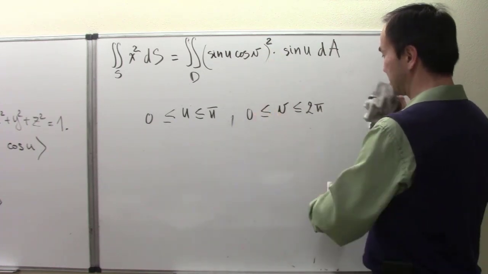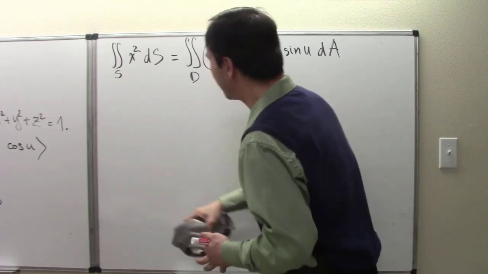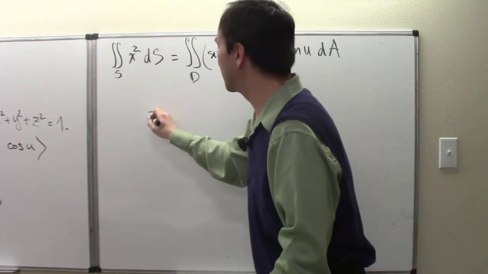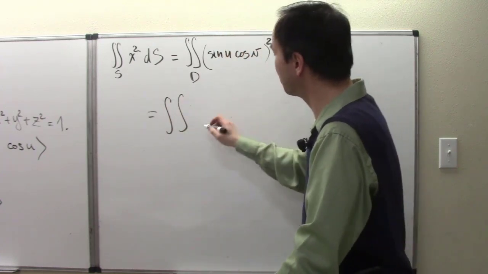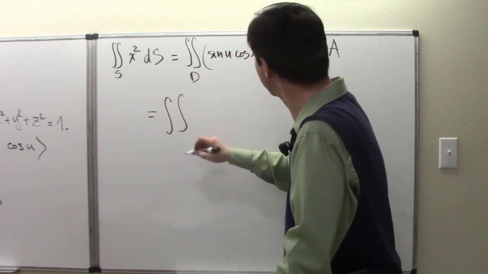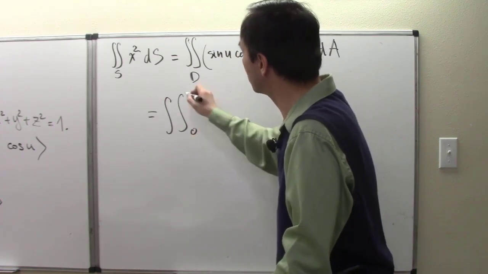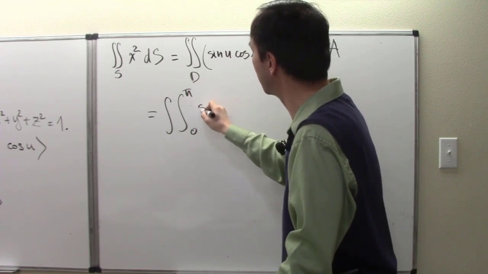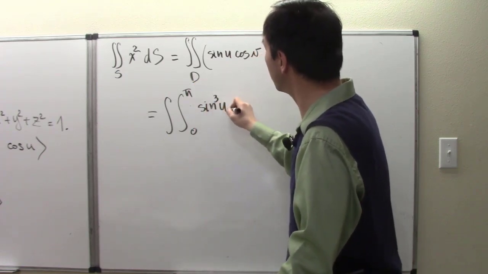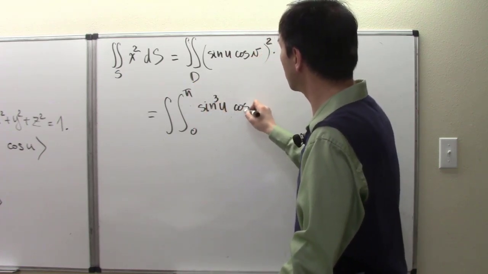And then with that information that I just reminded everyone of, it becomes okay. It's just me, I like to write the du first and integrate with respect to u first. So now I'll go from 0 to pi, and let's clean up our expression right here. Now it gives me sine cubed of u times cosine squared of v.